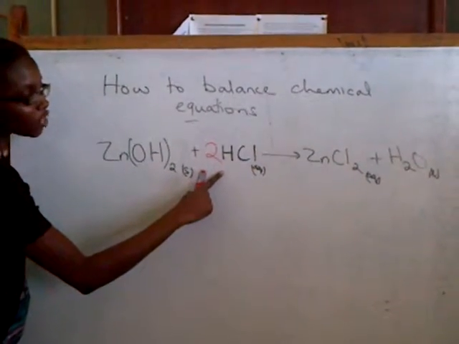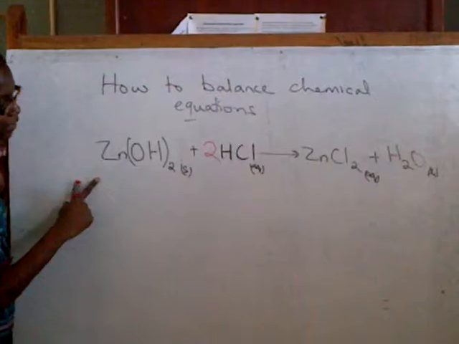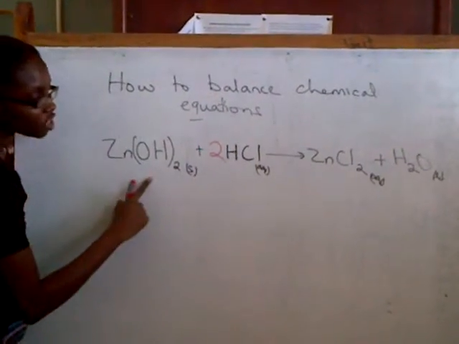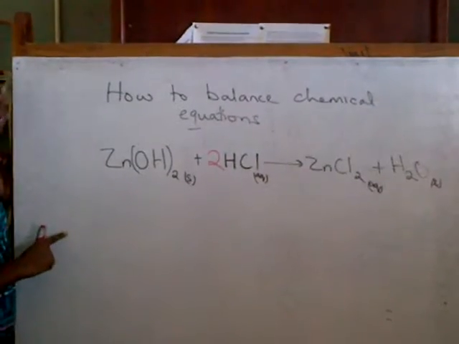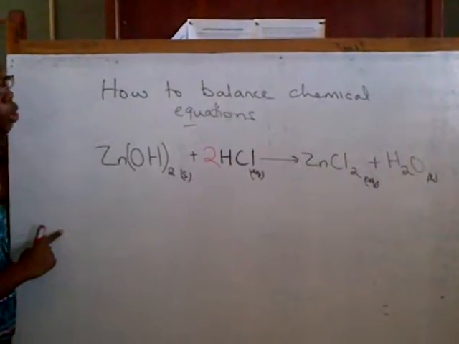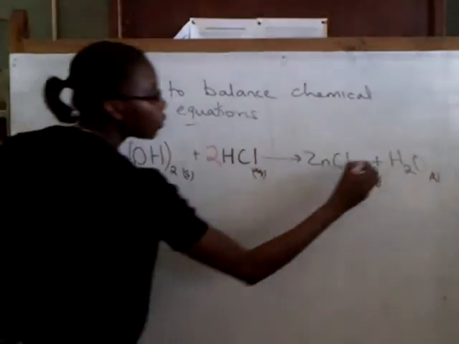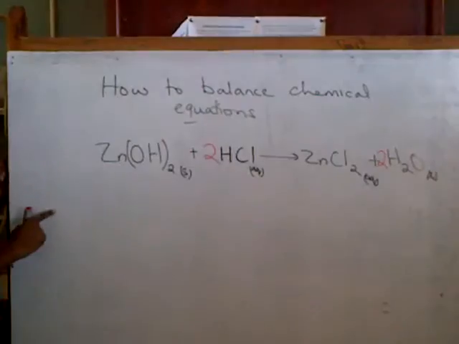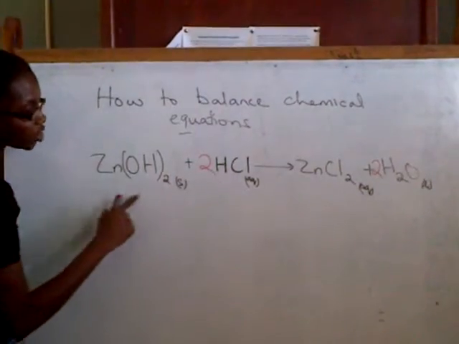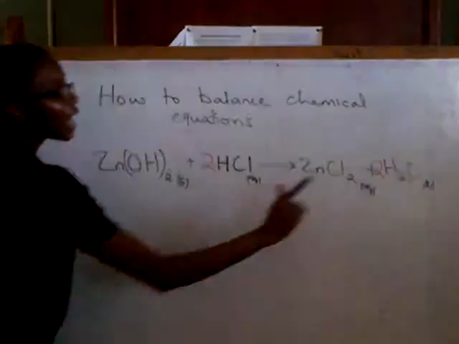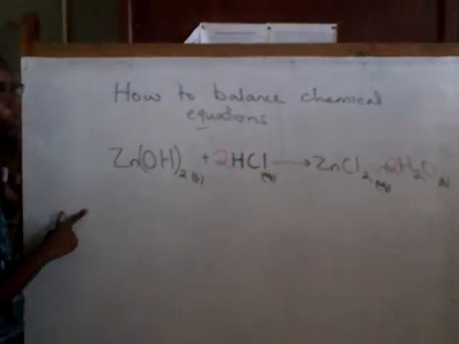Now let's look at our hydrogen atom. On the reactant side, we have 4 hydrogen atoms, but on the product side, we only have 2. So to balance the hydrogens, we are going to place a 2 in front of the hydrogen on the product side. So let's count. We have 4 hydrogens on the reactant side and 4 on the product side.